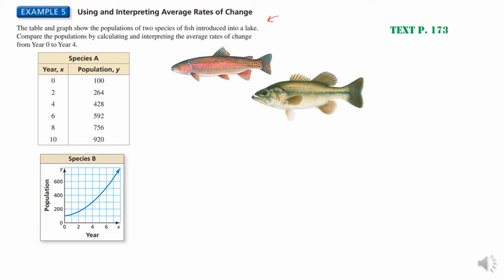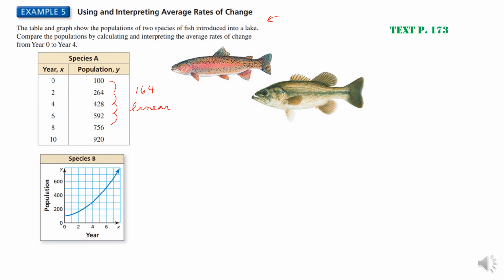So the first thing we look at is this one's going up. Let's check our first differences, right? And we find that the first difference here is 164, and it's the same for every one. So this species A has a linear graph, okay? And then species B obviously is either exponential or quadratic. It looks like it might be exponential, but it's hard to tell.